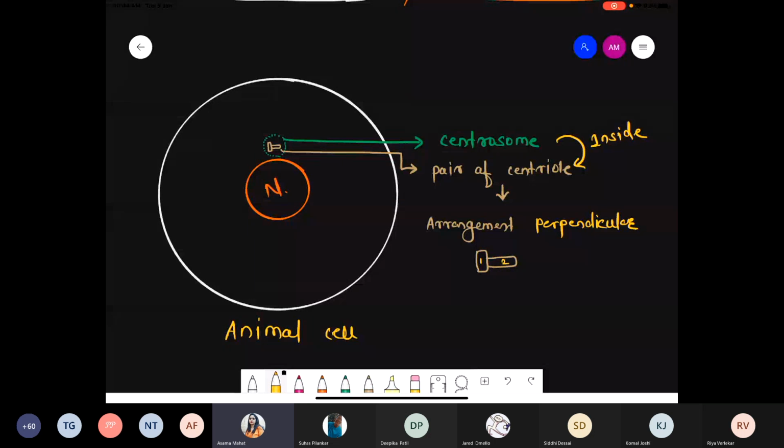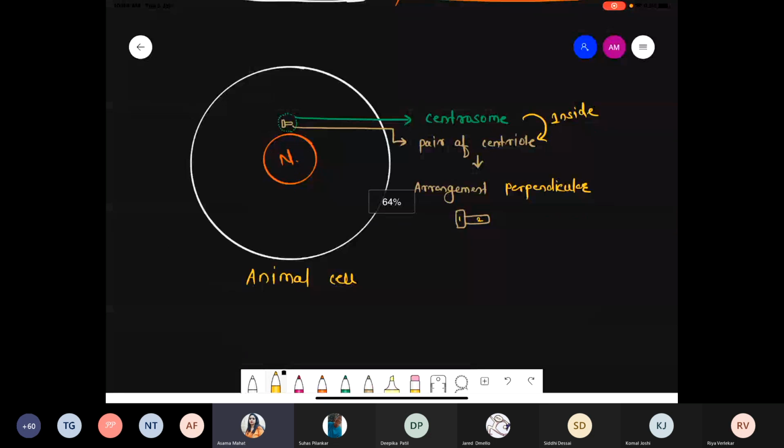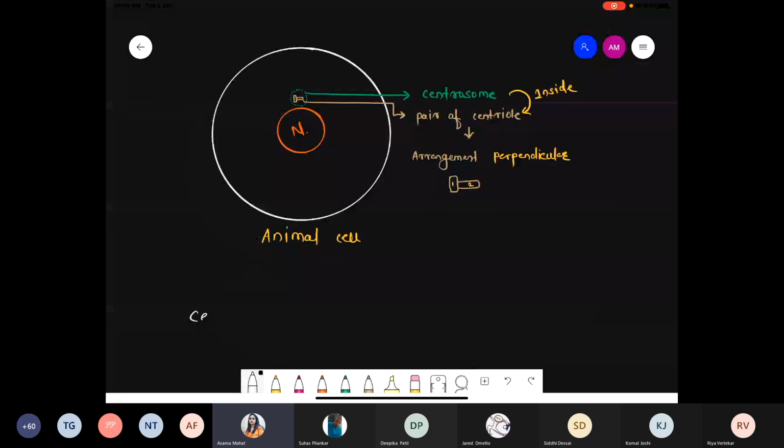Okay? So now quickly we are talking about some information about the centriole or the centrosome. Basically centriole is a without plasma membrane structure. First point, without plasma membrane. Until now we saw ribosome as a without plasma membrane structure. Now the second one is centriole, without plasma membrane structure. Remember this point: centriole without plasma membrane structure, ribosome also without plasma membrane structure.